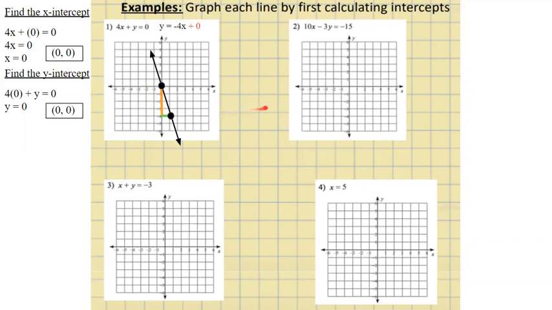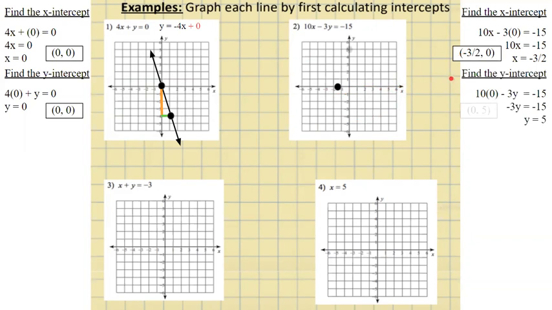Moving to problem number 2, let's try to find the intercepts again. By setting y to 0 and then dividing both sides of the equation by 10, we'll see that x equals negative 3 over 2, and that's our x-intercept. By going back and substituting 0 for x and then dividing by negative 3 to solve for y, we can find that our y-intercept is 5. If we graph both of these intercepts, we can draw the line connecting them, and we're done.